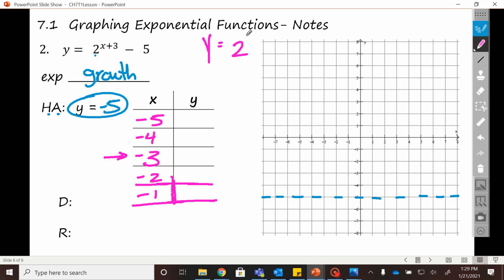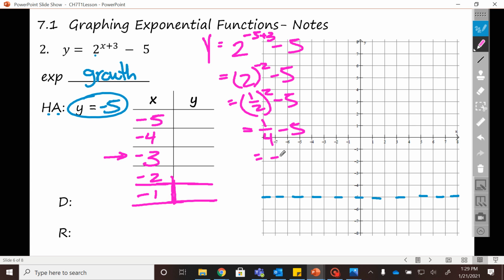So 2 to the negative 5 plus 3 minus 5. That's 2 to the negative 2 minus 5. So 2 to the negative 2, to make that exponent positive, we'd have to flip it. So 1/2 squared minus 5, which is 1/4 minus 5, which is negative 4.75, if we wrote it as a decimal.